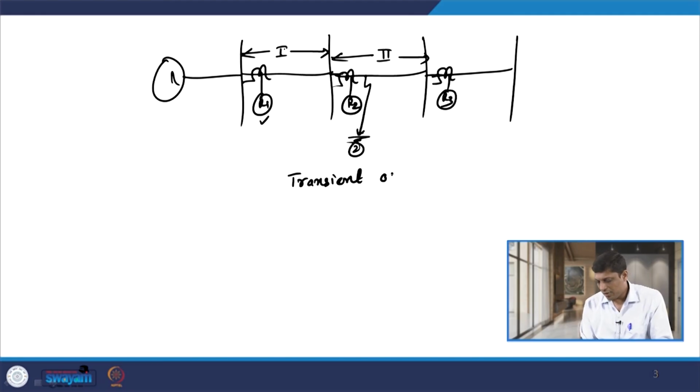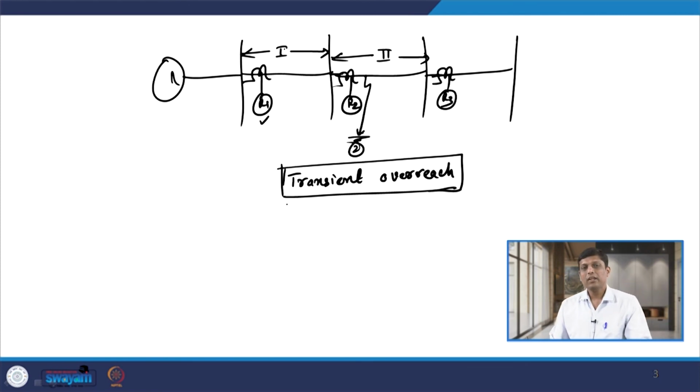Transient overreach phenomenon is defined as the tendency of a relay to operate instantaneously beyond its zone of protection. Here the zone of protection of relay R1 is only up to section 1, whereas the fault occurs in section 2. This fault at 2 is beyond the zone of relay R1, yet relay R1 operates. That is known as transient overreaching of relay R1. How transient overreach comes into the picture, we will discuss later on.